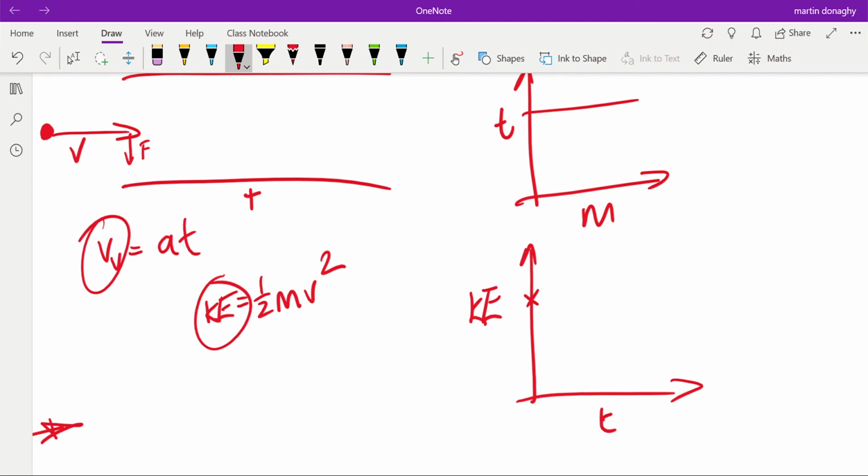Now it's a little bit more complicated there because we also have the horizontal component as well, but essentially we will get something that curves upwards from that starting point.